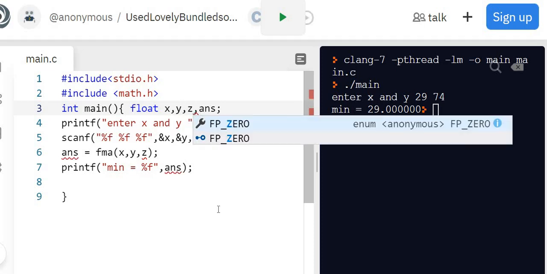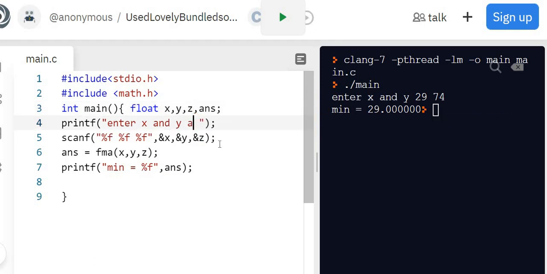So three numbers x, y, z are taken from the user. Enter x, y and z. Three numbers user will enter. Three numbers will run FMA. F is function for multiplication and addition. So x multiplied by y plus z. This will be done. Okay.